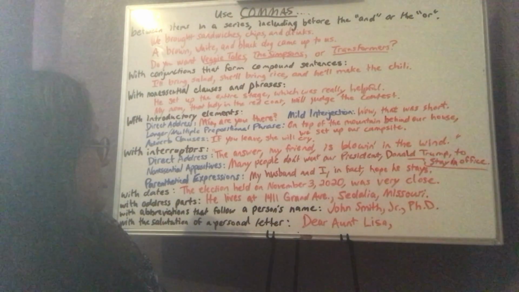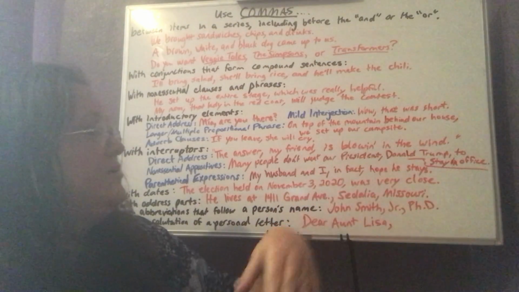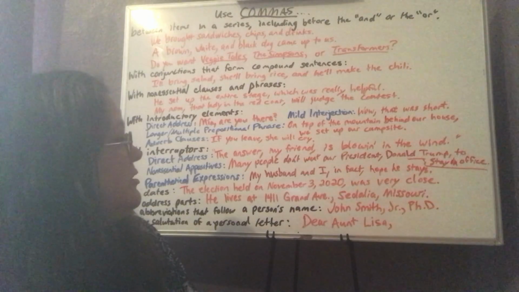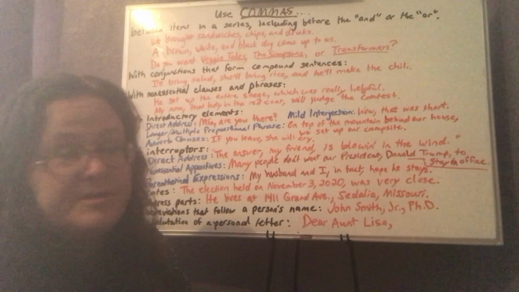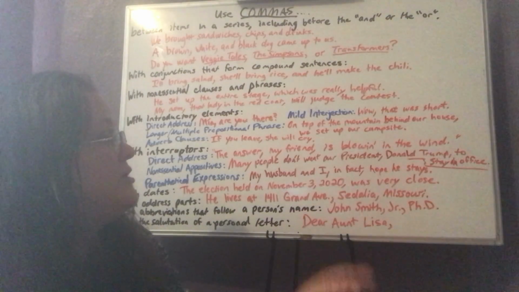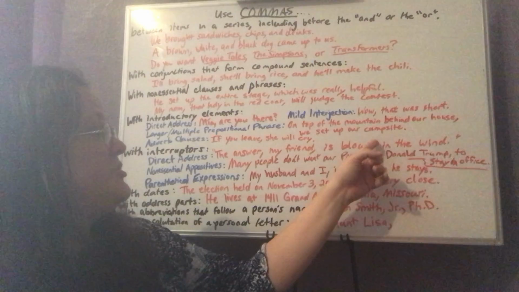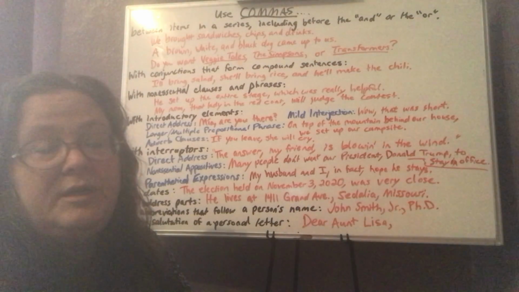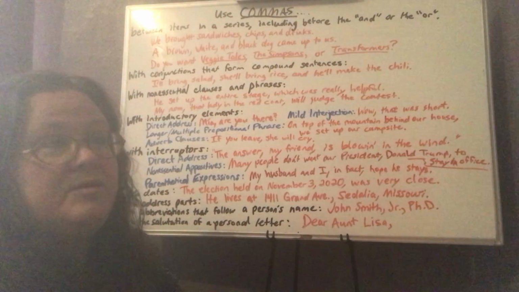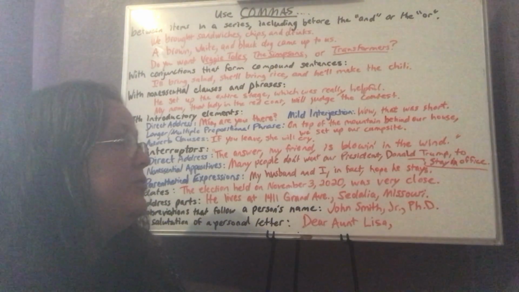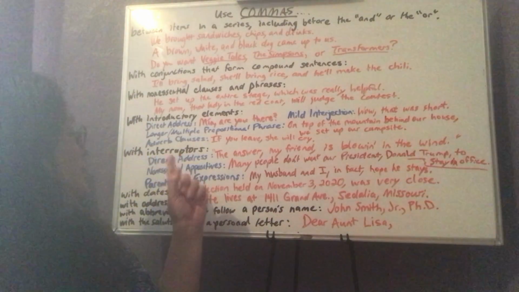With interrupters, direct address, it says, "The answer, my friend, is blowing in the wind." That's a line from a song. And my friend is who the song is addressed to. Notice also here, we were talking about apostrophes before. You have the apostrophe here after blowing to replace the G, just because we're doing an informal kind of speech or song, actually.